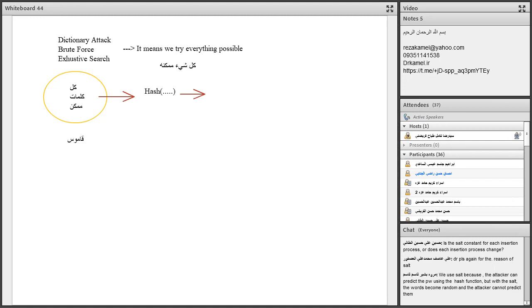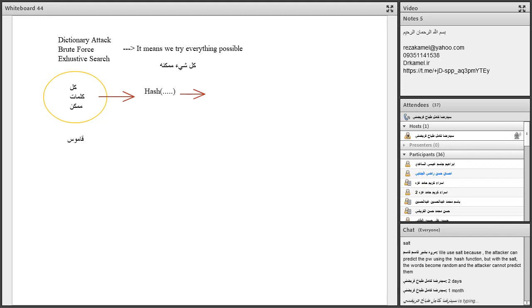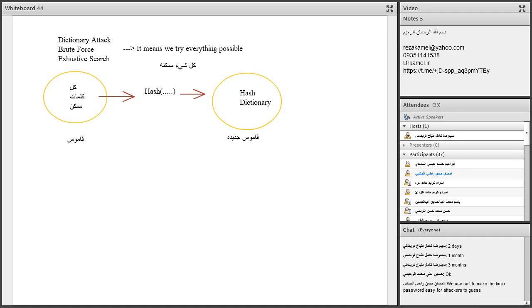Maybe it takes a long time. For example, maybe it takes 2 days or 1 month, or maybe 3 months. It's not important how long it takes, because it's a long process. And we hash them and we create a new dictionary, قاموس جديدة. We call it the hash dictionary. We take all of the possible words, and from that we create a new dictionary.